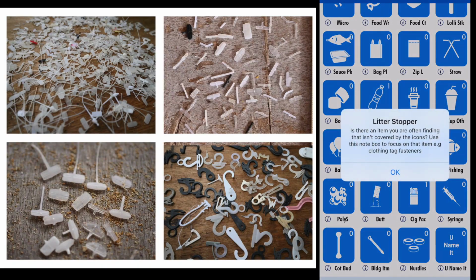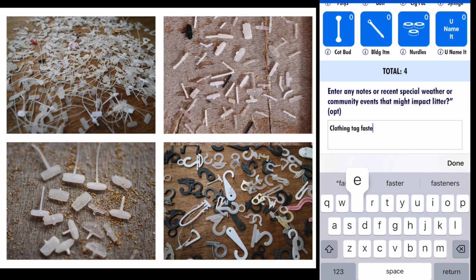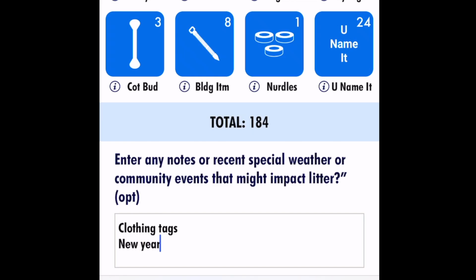You name it. Is there an item you are often finding that isn't covered by the above icons? Use the note box to focus on that item. For example, clothing tag fasteners. You can also use this box to enter any special weather or community events. It can be used to help explain a high litter load that day, for example, 30 degrees on a public holiday, post-music festival, etc.